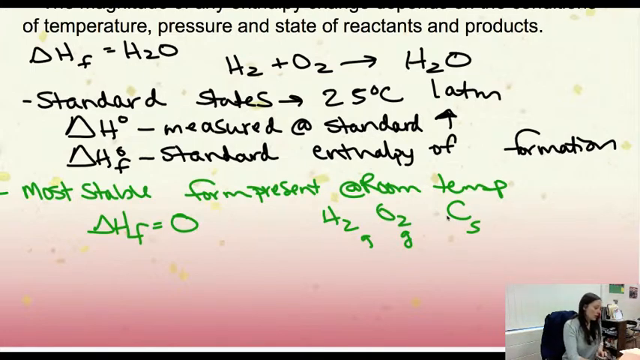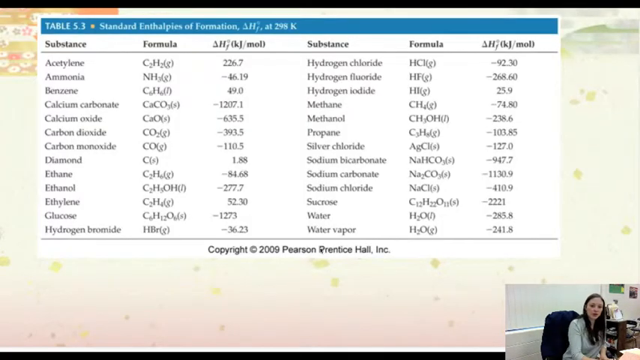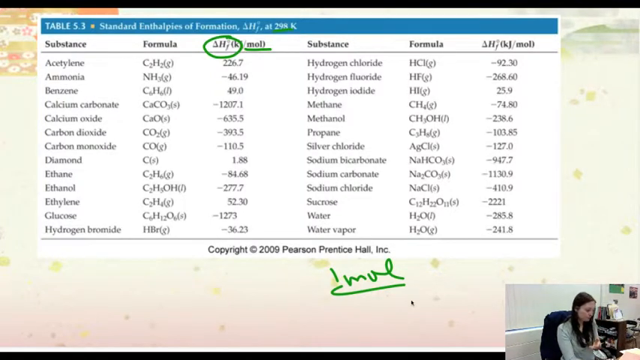Okay, so let's look at this table and see if we can figure this out. When we look at this table, we see all these delta H knots with the F. It's at 298 Kelvin and 1 atmosphere. When I select acetylene, C2H2, it takes 226.7 kilojoules per mole to put together and make acetylene. Now notice how it's per mole. Standards are always when we're looking at 1 mole of a substance, which means a coefficient of 1.